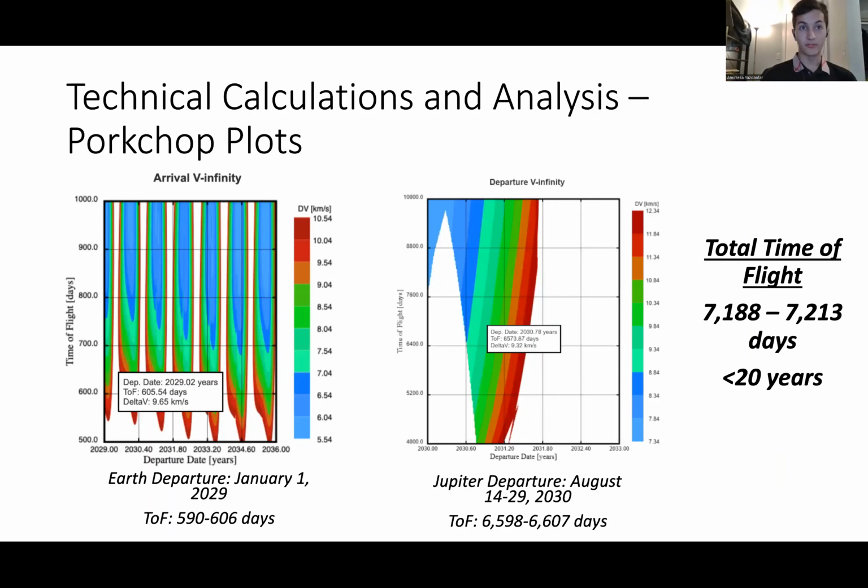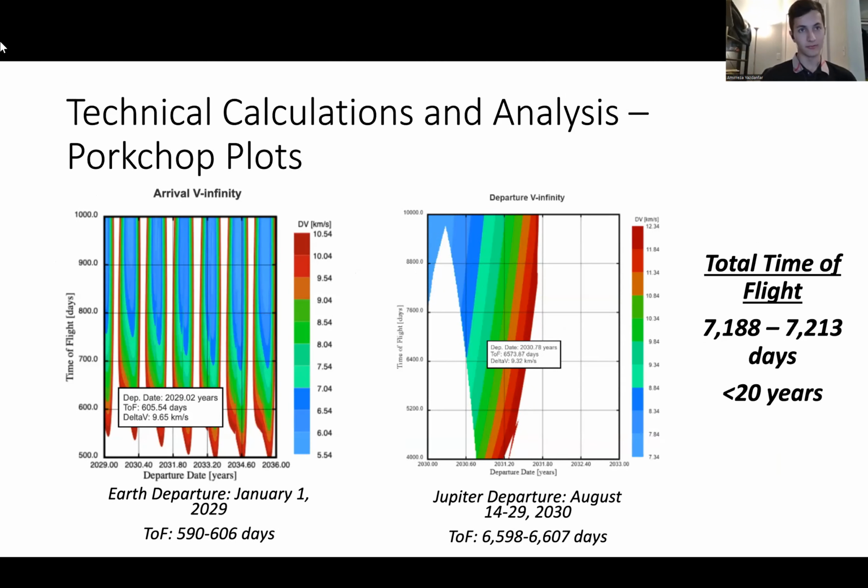Pork chop plots for our trajectories were modeled by Easy Pork Chop using the method of V-infinity matching. We found that the best departure time for our mission is right at the start of our 6-year window, January 1st, 2029. Our total time of flight on this timeline ranges from 7,188 to 7,213 days, falling within our 20-year prime mission time.